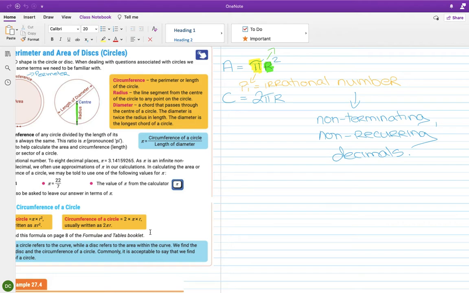So pi is a number that never ends. I'm just going to type it into my calculator here. So my calculator gives me 3.141592654. Because it never ends, you obviously can never write down the full number. So every version of pi we use is an approximation. It's where we cut off a few decimal points and use it.